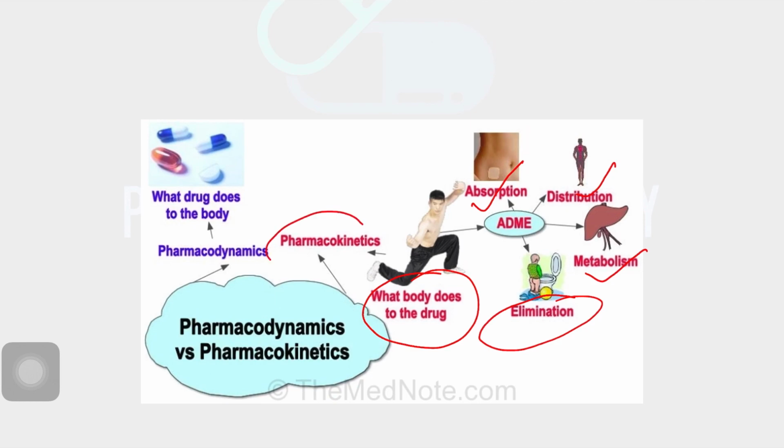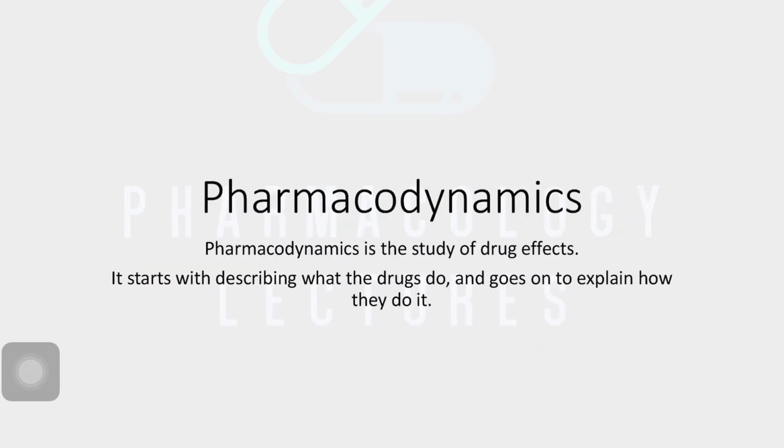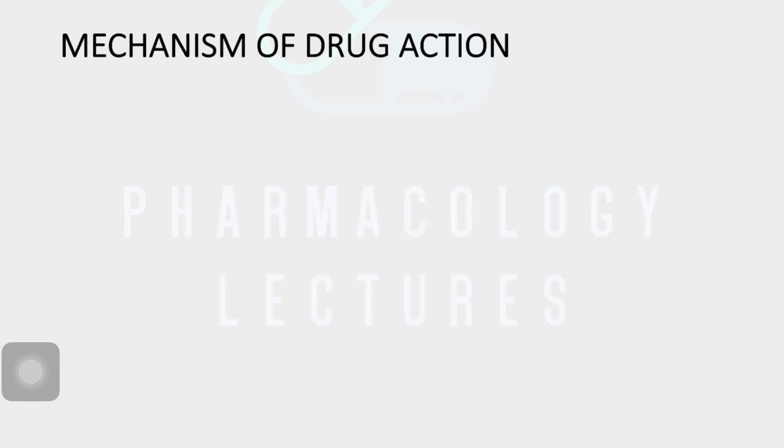So that was all about pharmacokinetics, and now we are going into one more section, that is what the drug does to the body. How the drug produces its effects, what are the positive effects, what are the negative effects, how they are produced. These questions would be answered in this section, and that is pharmacodynamics. So it mainly deals with what the drug does to the body. It's basically a study of drug effects.